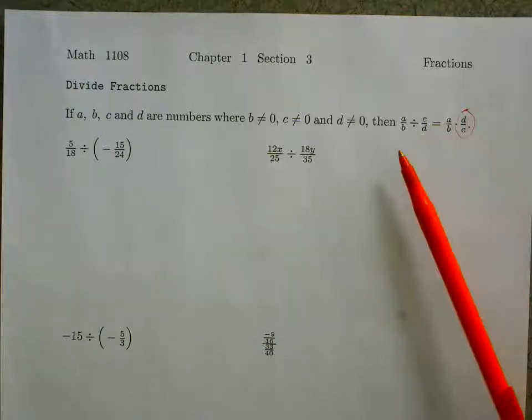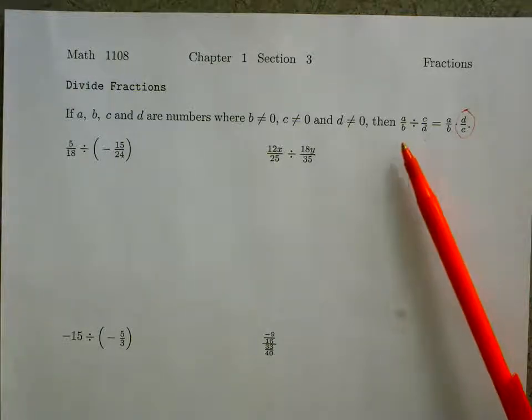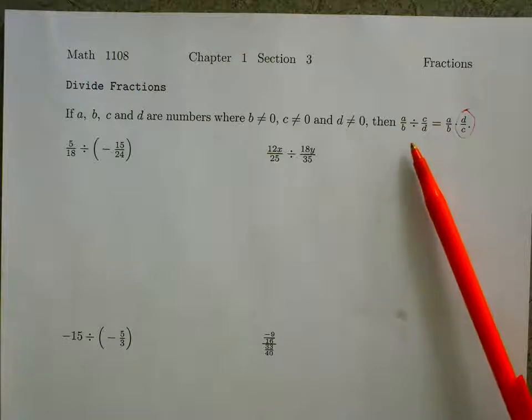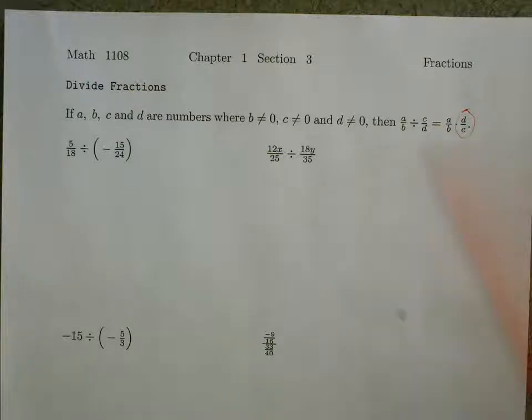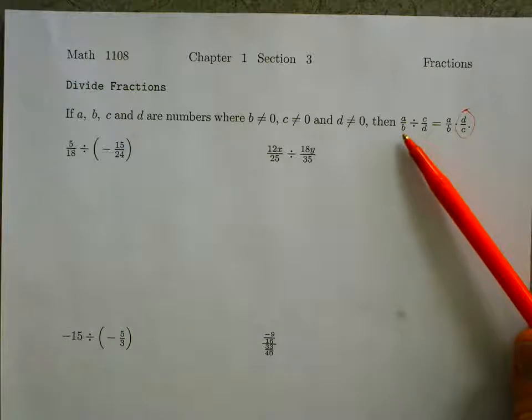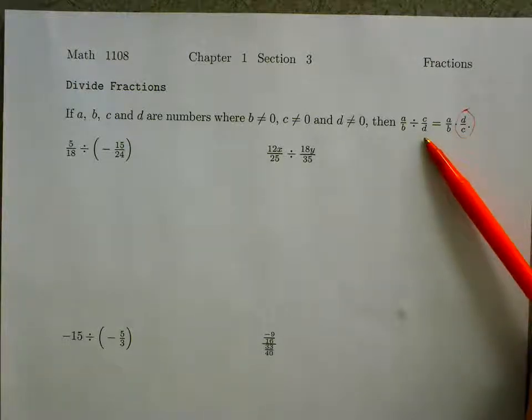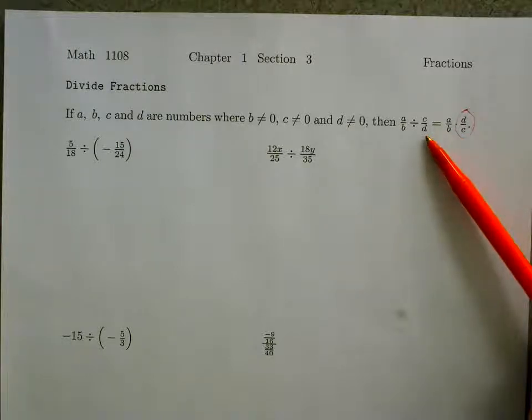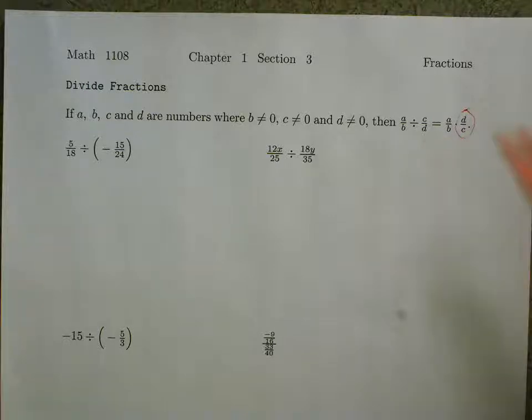So this is a really important concept. If you've never understood this one, it's really important that you do. Division by a fraction is equivalent to multiplying by the reciprocal of that fraction. Notice the fraction on the left stays the same. A over B divided by C over D is equal to A over B times the reciprocal of C over D. That is A over B times D over C. See what I mean?